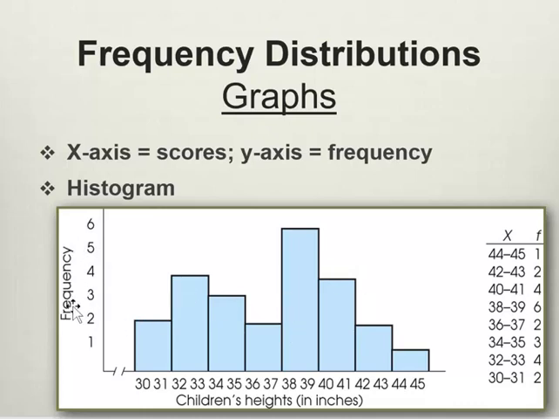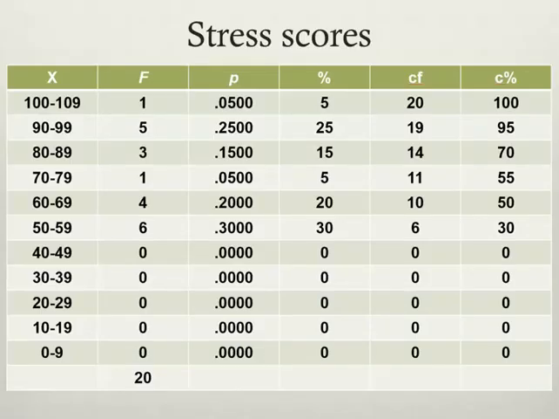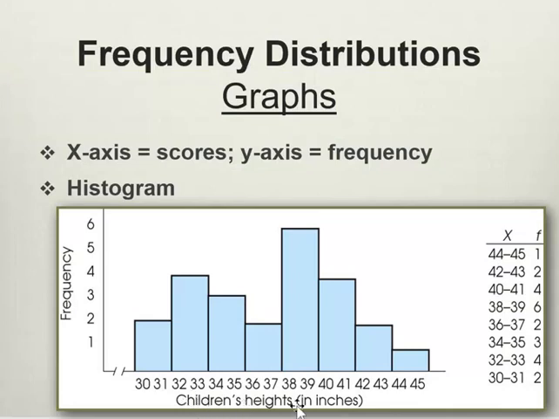And on the y-axis, you want to label it as frequencies, and you want to label whatever it is we're measuring on the x-axis. If we were making a histogram for our stress data, our x-axis would have something underneath that says something like stress scores. And we'd start with a bin of 0 to 9, 10 to 19, 20 to 29, and we'd just be marking, with all the bars touching, the number of stress scores that occurred within that range.